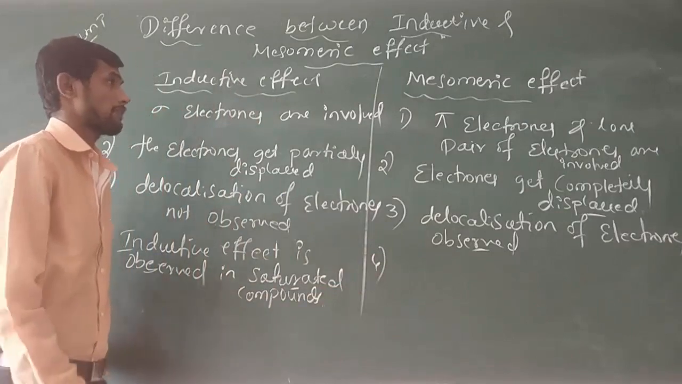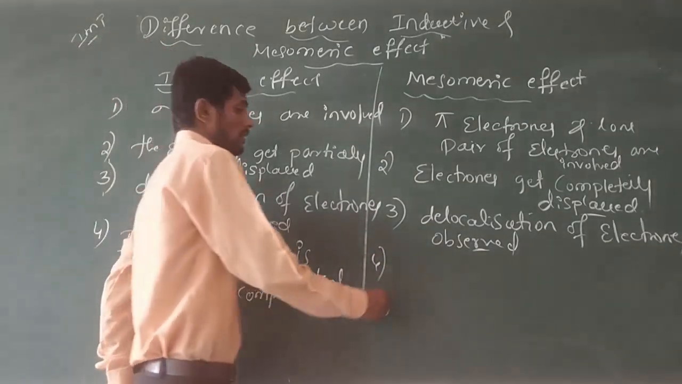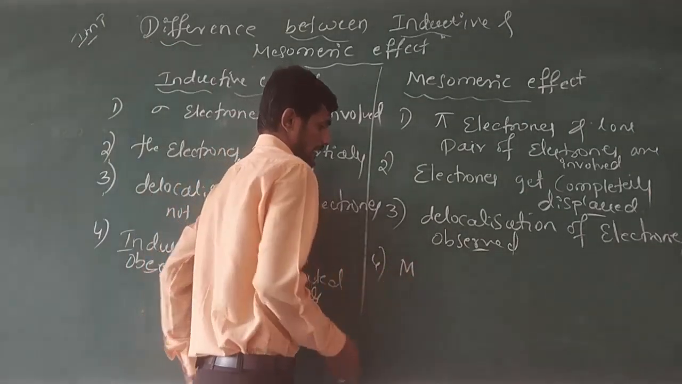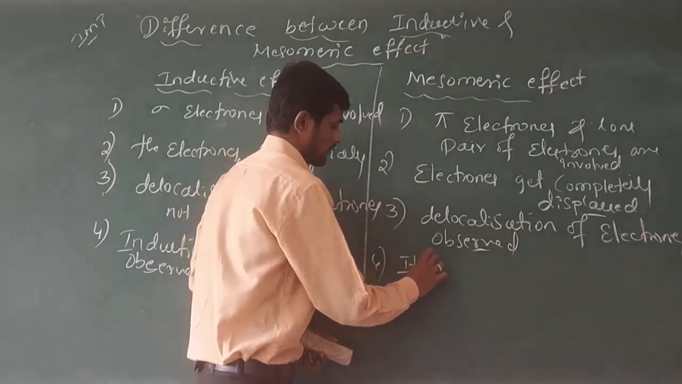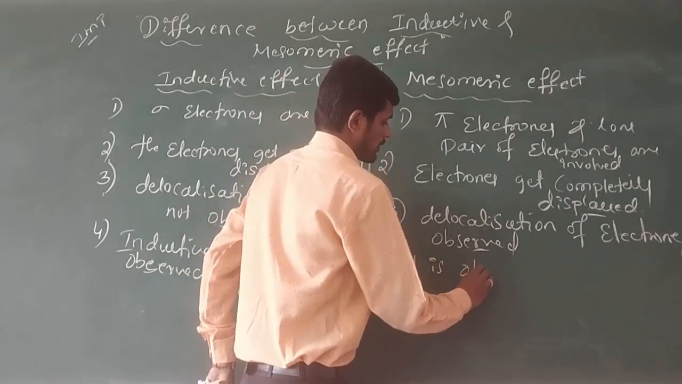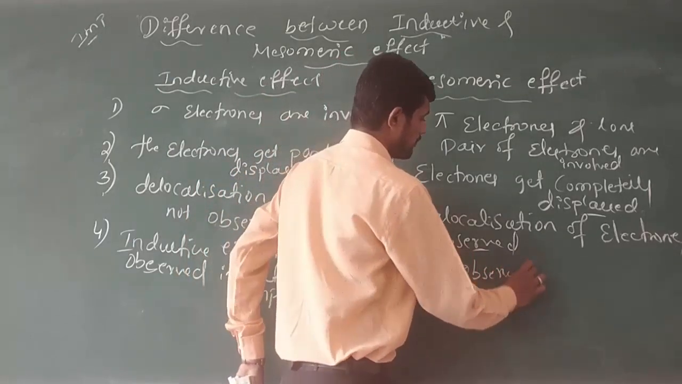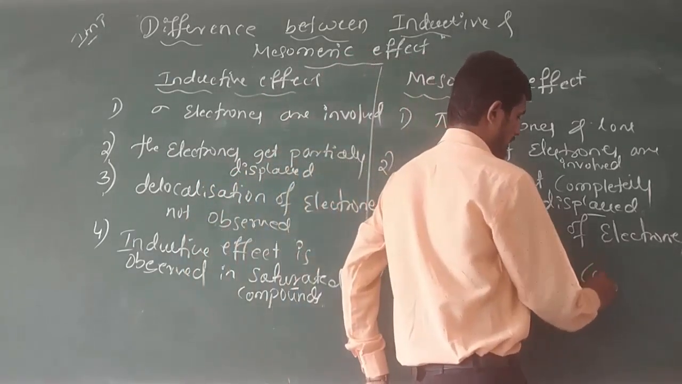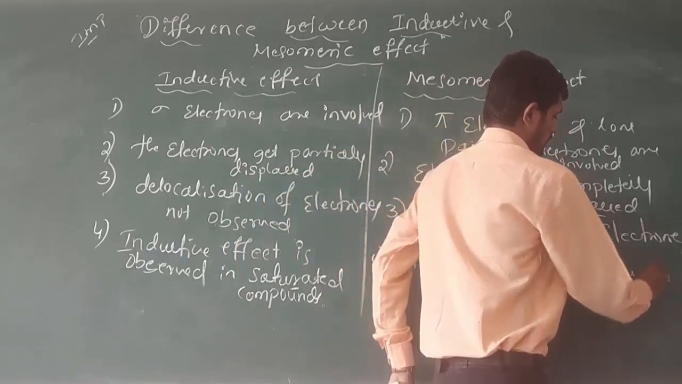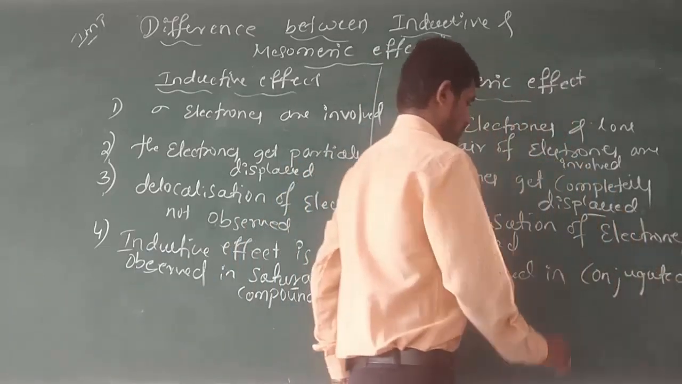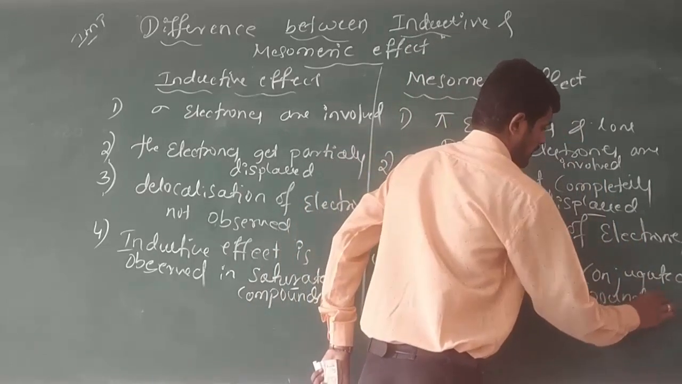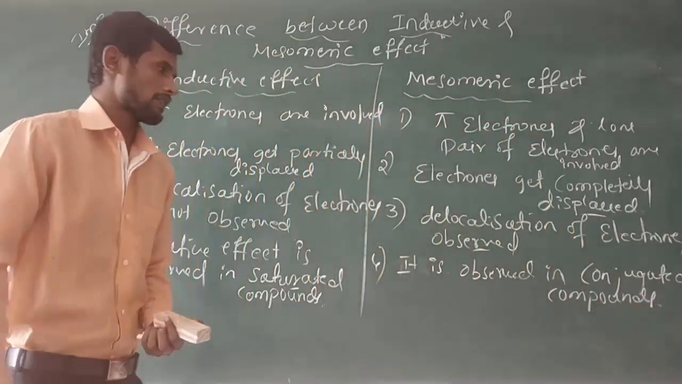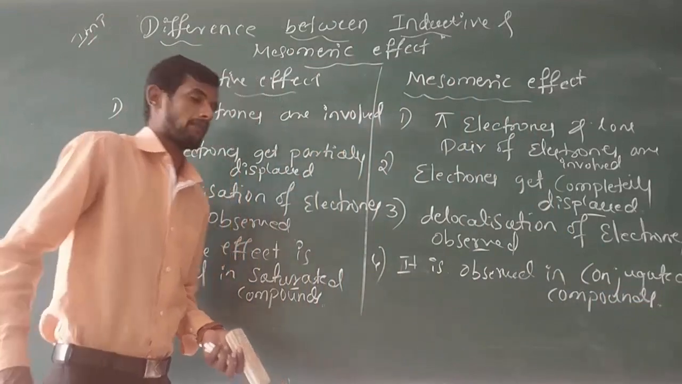What you write in presence of mesomeric effect: it is observed in conjugated compounds or conjugated molecules. Conjugated compounds means they contain alternate single and double bonds.